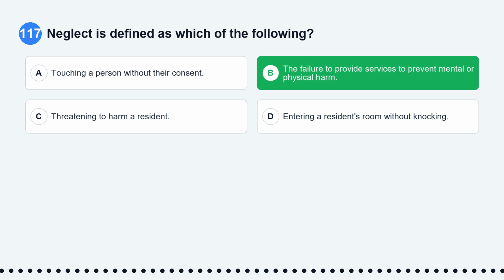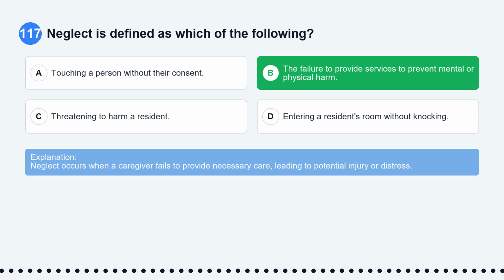The correct answer is option B. The failure to provide services to prevent mental or physical harm. Neglect occurs when a caregiver fails to provide necessary care, leading to potential injury or distress.